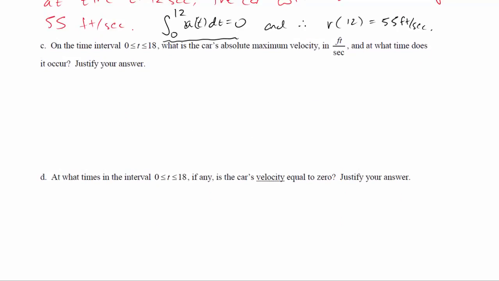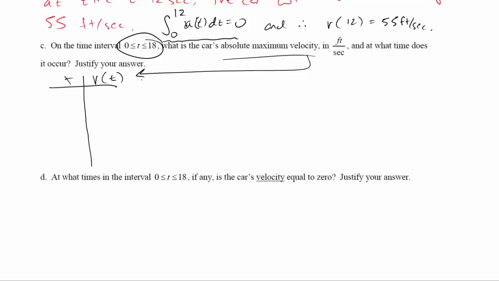On the time interval from 0 to 18, what is the car's absolute maximum velocity and at what time does it occur? Okay, anytime I see an absolute maximum velocity problem, absolute maximum whatever problem, always refer to either it's going to be a table or a sign chart. How do we know? We look at the interval. It's a closed interval. So I immediately draw a table for myself. Here's t, and here is v of t. Now, the reason we use v of t is because we're looking for the maximum velocity. So the question is, what do we put for t?